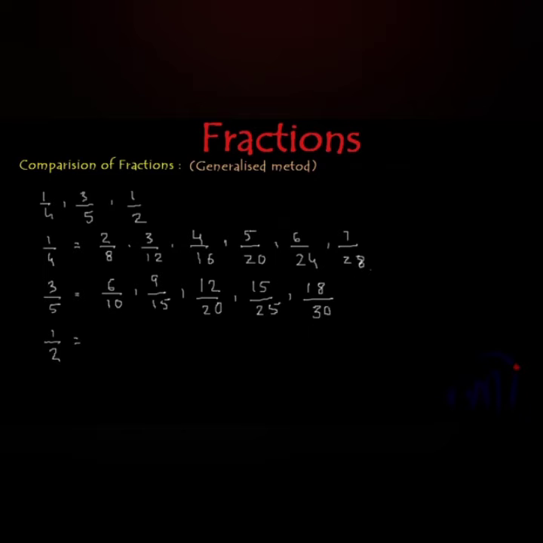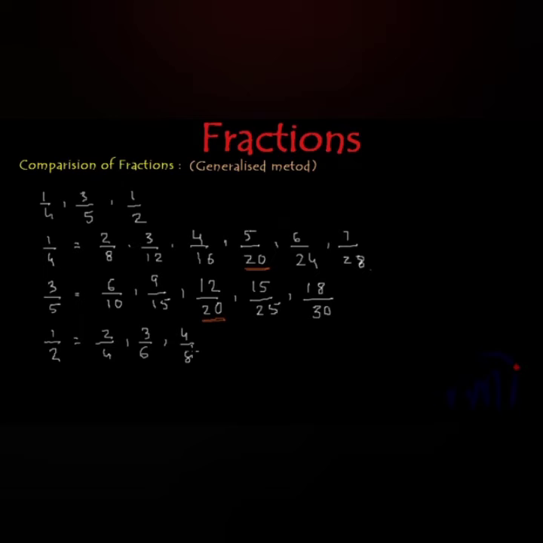But one good thing is this fraction has denominator as 20, and here also we have got one fraction which has denominator as 20. So now 1 by 4 and 3 by 5 can be compared, right? Let's do the same procedure for 1 by 2 also. So if I multiply 1 by 2 in the numerator and 2 in the denominator, we will get 2 by 4. And if I multiply it by 3, we will get 3 by 6. If I multiply it by 4, we are going to get 4 by 8. If I multiply it by 5, we'll get 5 by 10.